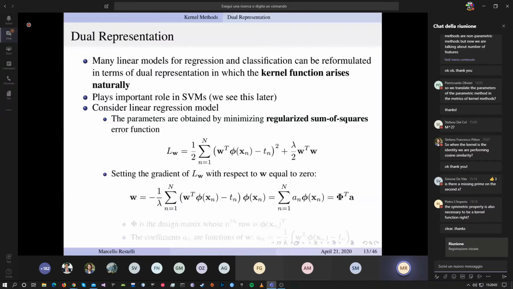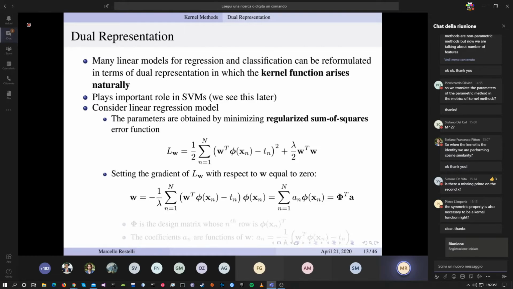Actually, this summation can be rewritten as capital Phi transpose multiplied by A, where capital Phi transpose is again the usual design matrix. So capital Phi is the matrix with number of rows equal to the number of samples and number of columns equal to the number of features. You take the transpose, so now you have number of rows equal to the number of features and number of columns equal to the number of samples. And then you have A. A is a vector, and this vector has size equal to the number of samples. So the final result of this product will be a vector with number of components equal to the number of features, because actually this is equal to W.